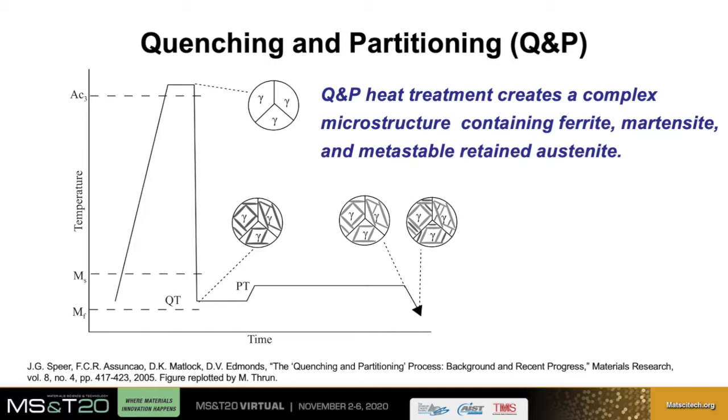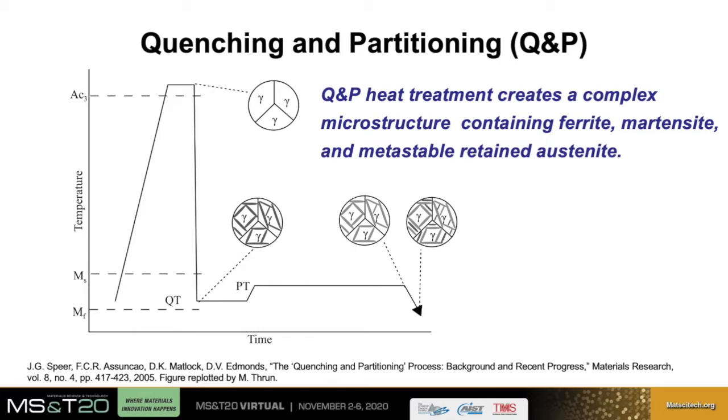Quenching and partitioning has emerged as a novel low-cost heat treatment that provides exceptional mechanical properties in lean alloy compositions. In this process, we either intercritically anneal or fully austenitize the steel. Subsequently, we quench the steel to a temperature between the martensite start and the martensite finish to create a microstructure containing a controlled volume fraction of martensite.